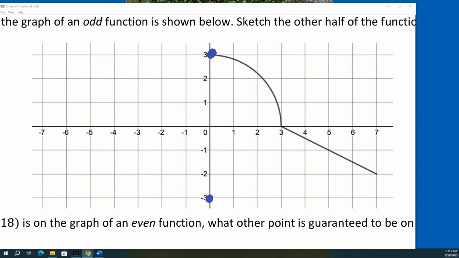Okay, and then we have kind of like a quarter circle, and then the next point we have is 3. I think I might have said those other ones wrong. This one was 0, 3. That goes to 0, negative 3. This one is 3, 0. And so it should go to negative 3, 0.